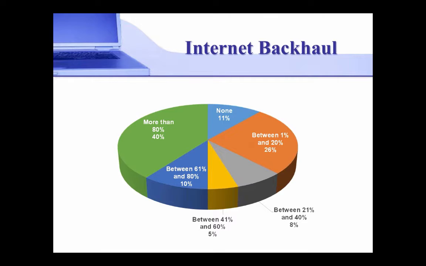If I look at that green piece of the pie on the left and the dark blue beneath that, the dark blue says that 10% of companies backhaul between 61 and 80% of their traffic, and the dark green says that 40% backhaul 80% or more, actually more than 80%. Taken together, that says half, 50% of companies backhaul more than 60% of their traffic, their internet traffic.